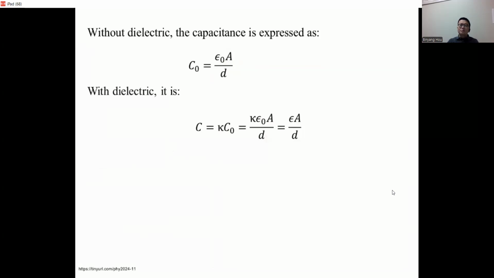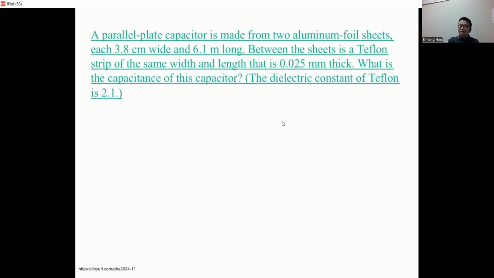Okay, so without dielectric, the capacitance for the two parallel plates is epsilon naught A over D. With dielectric, it will be multiplied by kappa. So it will be kappa times epsilon naught times A over D, where kappa times epsilon naught is called epsilon. It's the permittivity of a specific material, okay? Relative permittivity of it. Let's take a look at this example.